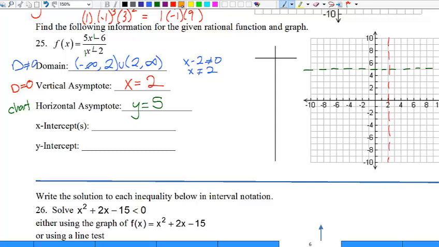Next, I'm looking for the x-intercept. The x-intercept, we set the numerator equal to 0, and we put it in an ordered pair. Technically, you could set the whole function equal to 0, but it turns out that if the numerator is 0, then the whole function is 0, because 0 divided by anything is 0. So this is the shortest way of doing it. So that gets me 6/5.